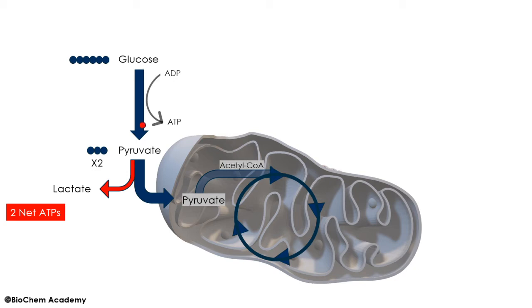Now, in the presence of oxygen, the pyruvate will enter mitochondria and get converted into acetyl-CoA by pyruvate dehydrogenase complex, which will then enter the TCA cycle, right, the tricarboxylic acid cycle, to produce more energy as well as other precursors for other reactions and pathways.